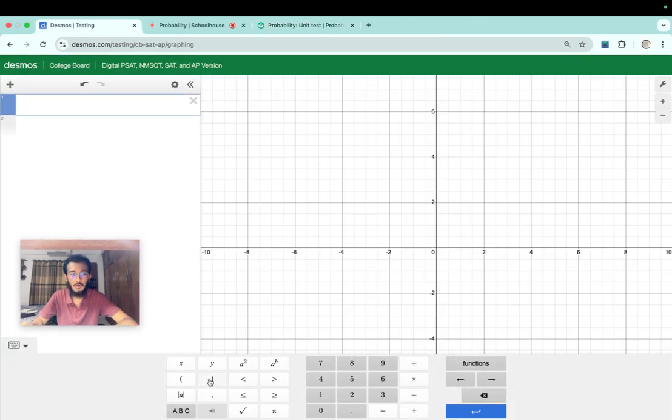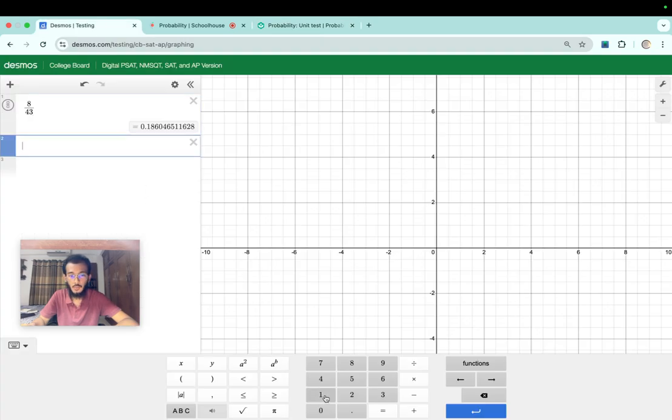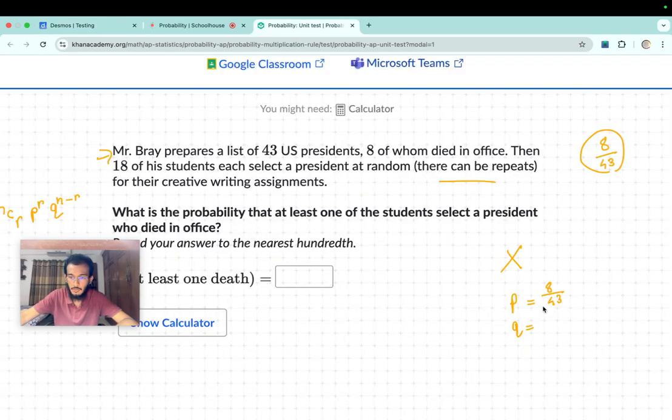So 8 upon 43. Okay, we want to take as an exact value as possible. So this is the p, and q will be, because the summation of probability is 1, 1 minus 8 divided by 43, which is 35 upon 43. So q will be 35 upon 43, the probability of failure.